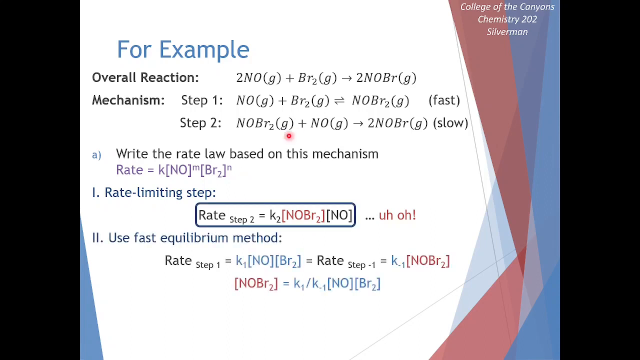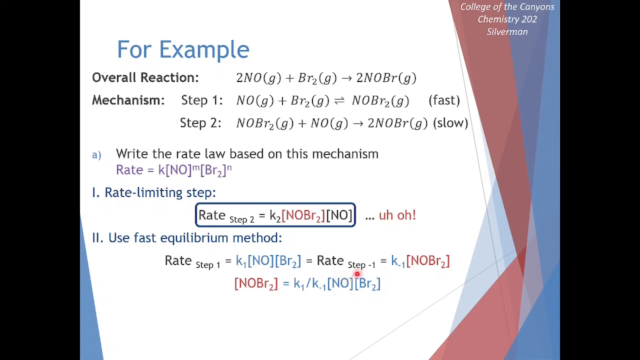Our next plan, we need to use our fast equilibrium method. Since our slow step is later on, everything above it is able to reach that equilibrium. So the rate of step 1 is equal to the rate of step 1 going backwards. This -1 notation means going backwards. We can write out our rate law for step 1. We have NO and Br2 colliding. Our rate law is k times NO times Br2. Because we have elementary steps, we can certainly predict that rate law.